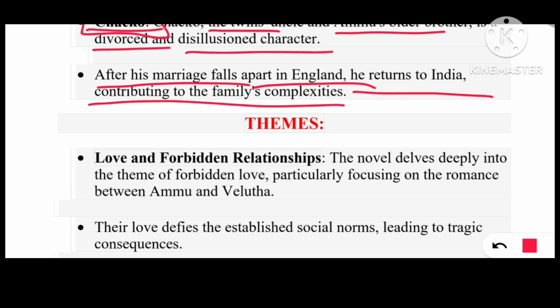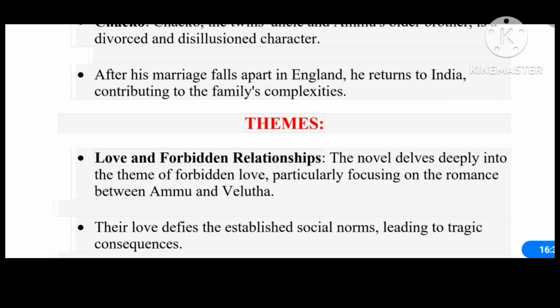Now he had come back from England, and what all things he learned there we will see. We find this Chaco to be a very weird character, alright, because after he came back from England, he returns to India and increases family complexities. He doesn't want to do this, he doesn't want to do that. So the reason is not valid, whatever he said.